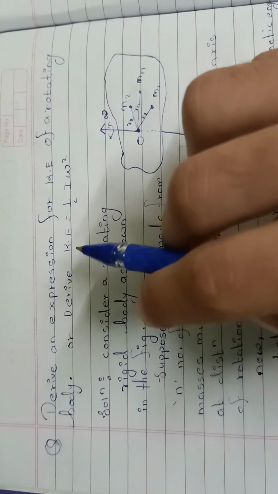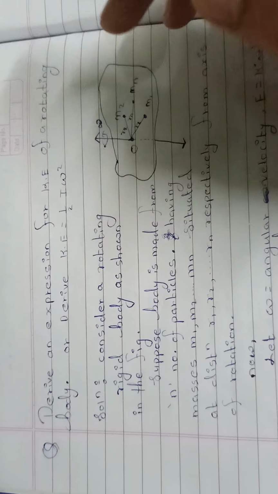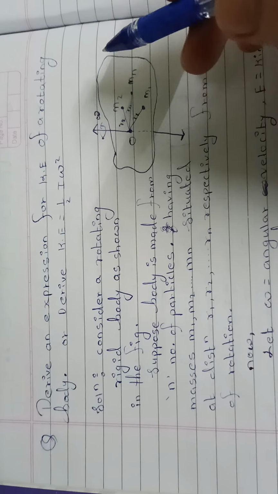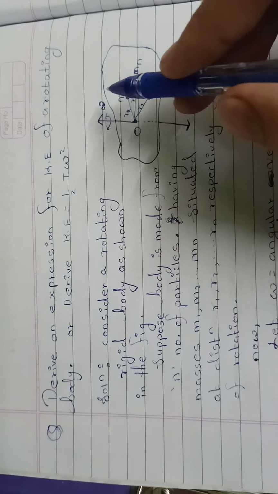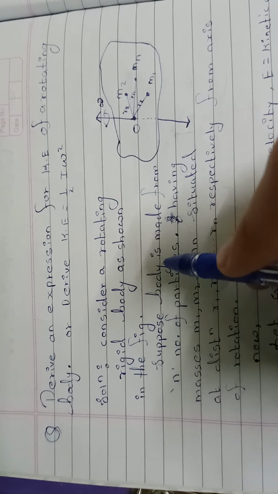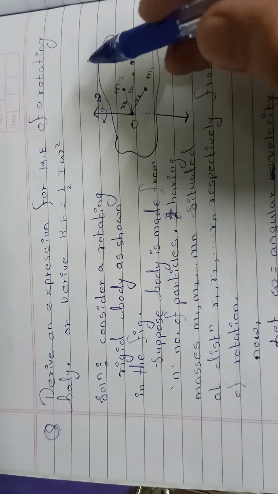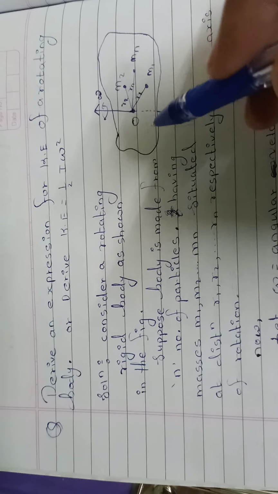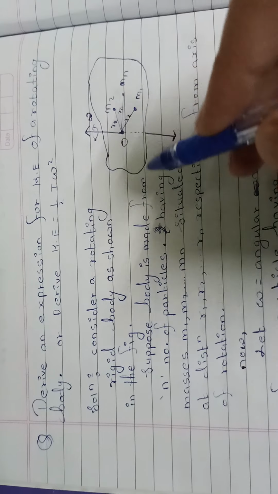So we are going to prove kinetic energy is equal to half I omega square. For that we need to draw a diagram. We have considered a rotating rigid body. This is a rigid body. Suppose the body is made from n number of particles. As we have considered, this is a rigid body, so the body consists of n number of particles.